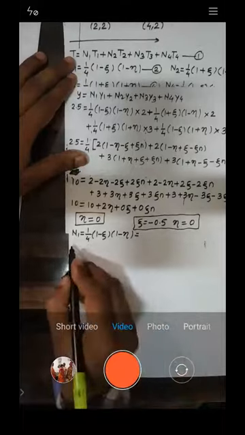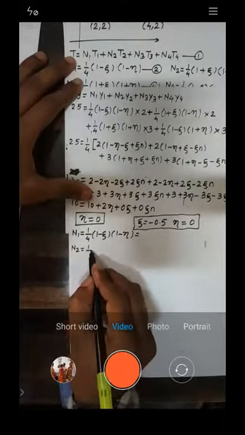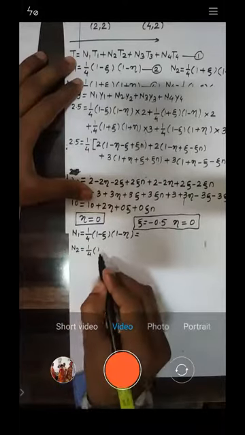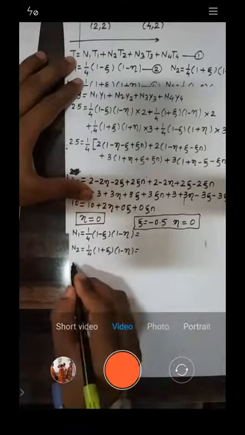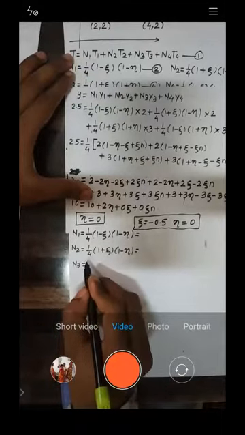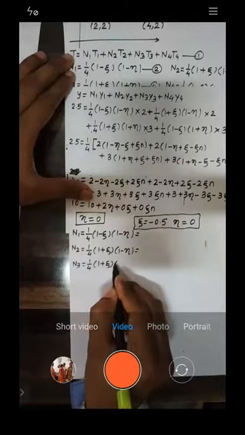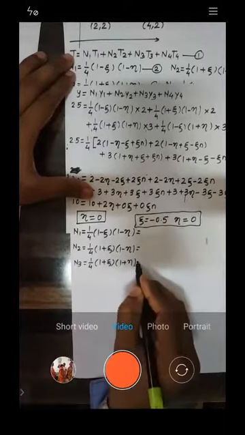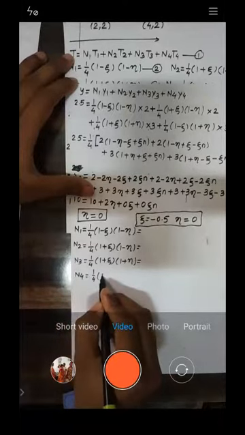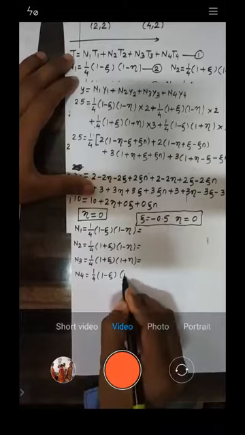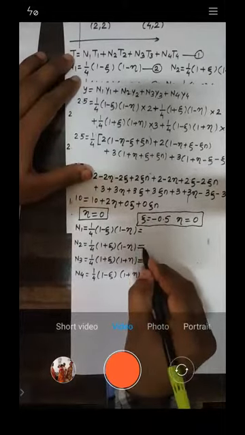Similarly, you tell me N2. N2 is given by 1 by 4, 1 plus zeta, and 1 minus neta. Similarly, N3. N3 is given by 1 by 4, 1 plus zeta, and 1 plus neta. Then tell me N4. 1 by 4, 1 minus zeta, and 1 plus neta. So tell me those values, N1, N2, N3, N4.